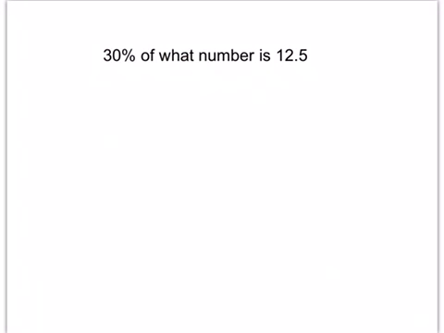Here's an extra problem that we can try. Again, different information. Is over of equals percent over 100.